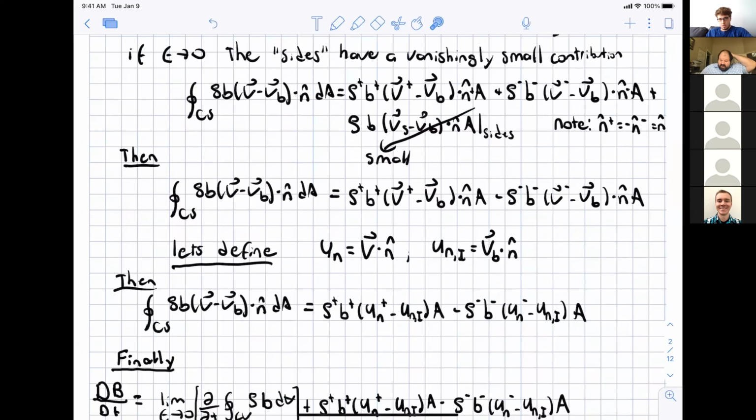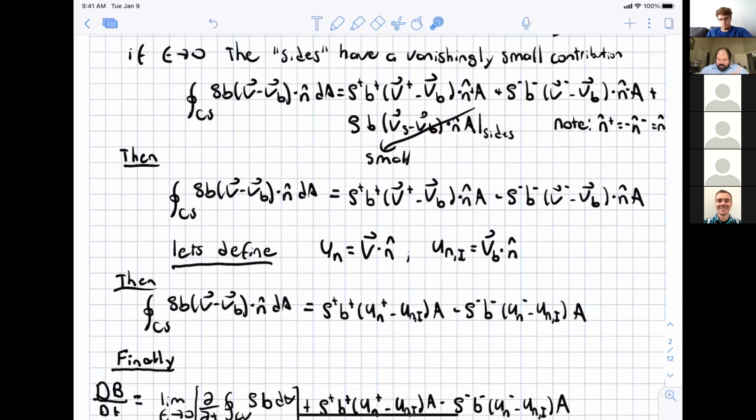Okay, and so I'm going to define the velocity in the normal direction, because we have all these v dot n hats. I'm just going to call that un. And also for the boundary velocity, or the interfacial velocity, we normally only care about that in the normal direction, with the exception of one term. And so for the boundary velocity, I'm going to define uni, which is just VB dot n hat. And so that's the absolute velocity of the surface in the normal direction. Okay, are there any questions?